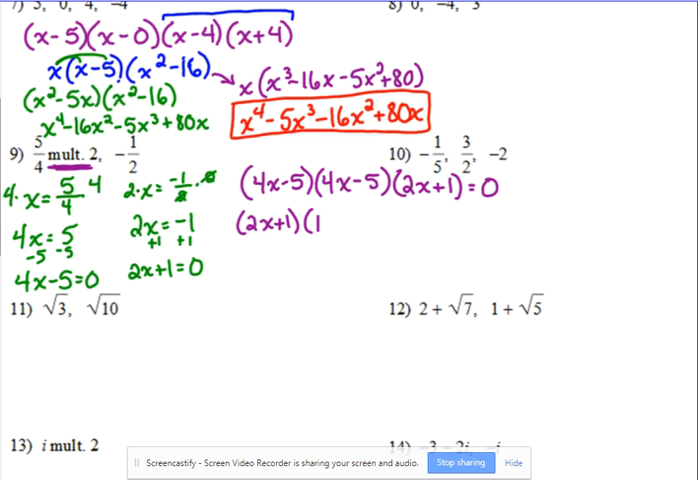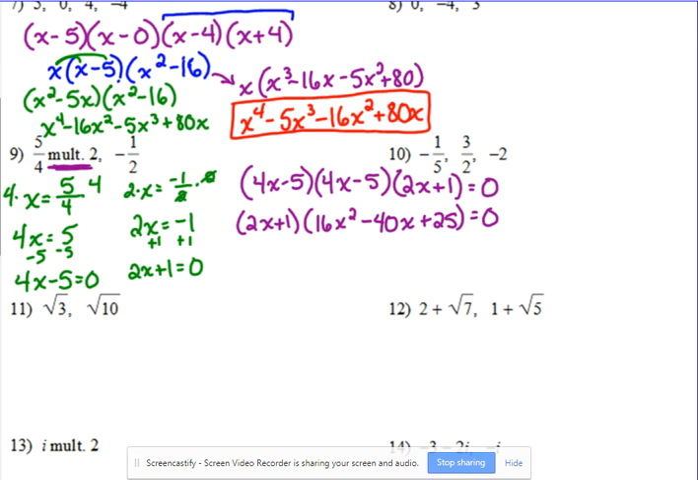So 4x times 4x is 16x squared. The outside gives us negative 20x. The inside gives us negative 20x. So we've got negative 40x. And then negative 5 times negative 5 is plus 25. Does anybody remember what that was called? Perfect square trinomial. When we multiply the same factor by itself.